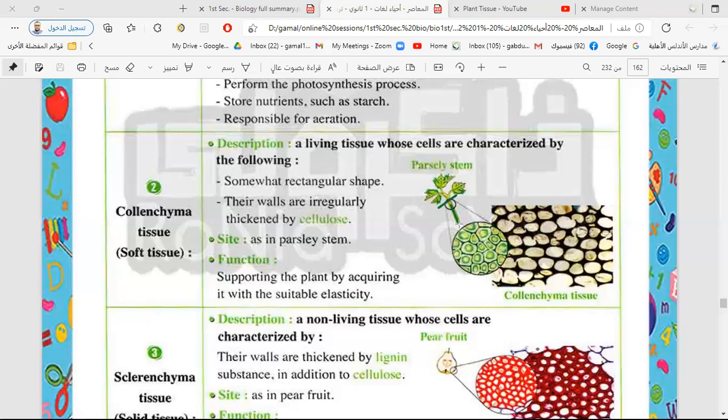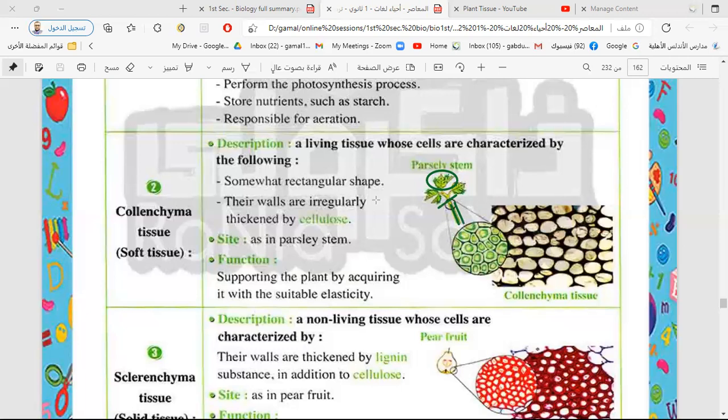So there is a tissue different from the one in the leaves. The tissue in the leaves is parenchyma, so it is not thickened with cellulose or lignin. But the tissue in the stem of the parsley plant is elastic. This tissue you don't like to eat because it cannot be digested easily.